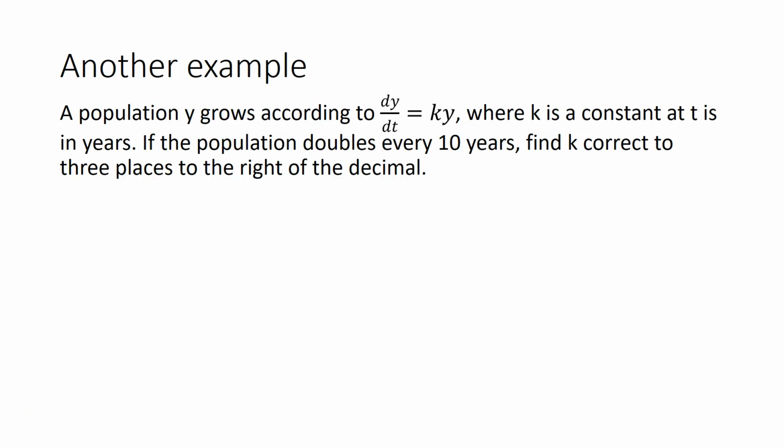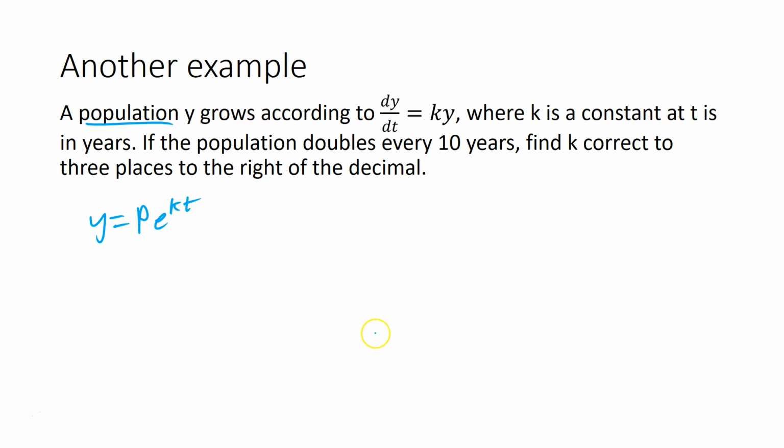Population y grows according to dy/dt = ky, where k is a constant, so we know it's going to be exponential. That makes sense, right? Populations grow exponentially. t is in years. The population doubles every 10 years. Find k correct to 3 decimal places. So we're looking for k. We know the solution to this is going to be y = Pe^(kt), in this case, because we have dy/dt.